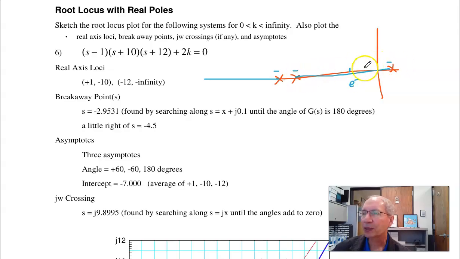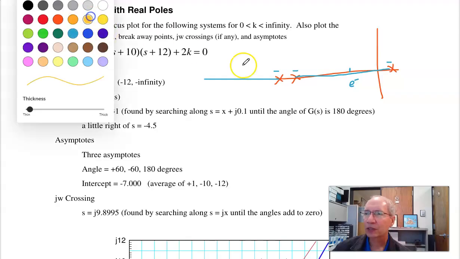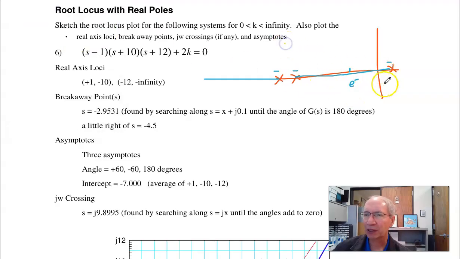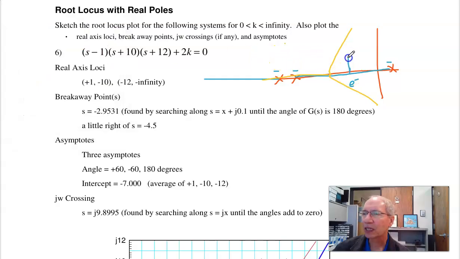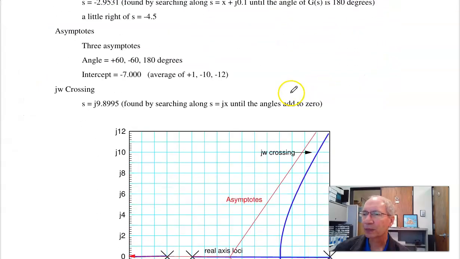I'll have 3 asymptotes. It's got 3 extra poles, no zeros. So the angle is theta, such that 3 times theta is 180, which gives you plus or minus 60, and 180. The intercept is the center of mass. So the center of mass is the average of plus 1, minus 10, minus 12, which gives you minus 7. So here's the asymptote at plus 60, minus 60, 180. The root locus then leaves here and goes to the asymptote.